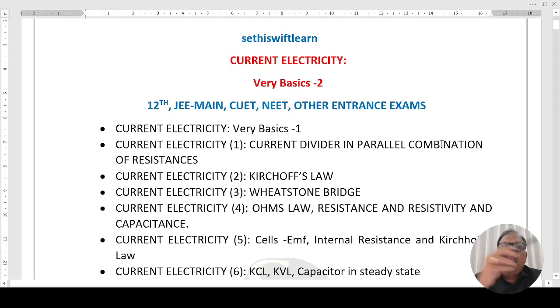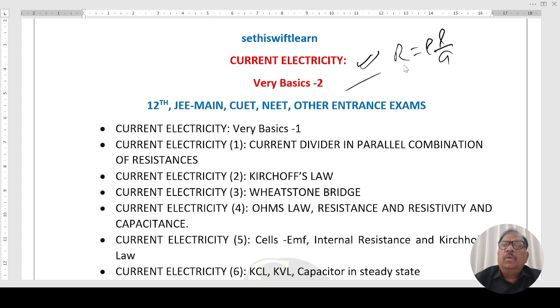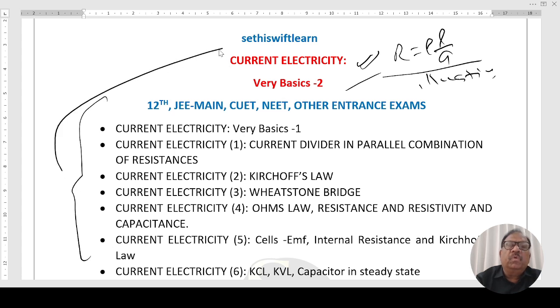Hello students, in today's session of current electricity, basic concepts on R equal to rho L upon A will be cleared through illustrations. In earlier sessions, we have gone through all these things, which you can review on Sethi Shift Learn. In this case, the illustrations I have taken from JEE Main.